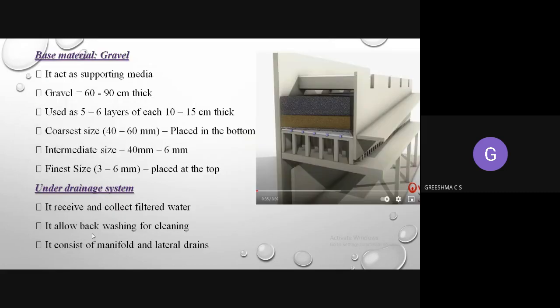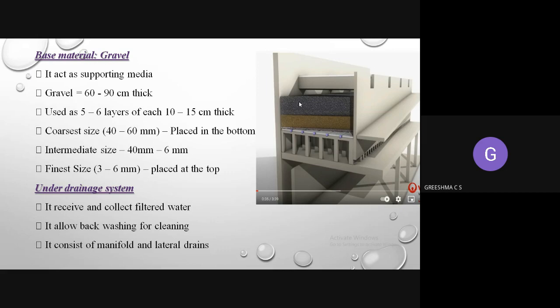You can see this is the composition of the rapid sand gravity filter. This will be the filter bed. Below the sand you will have the gravel media, which acts as a supporting media. This gravel is 60 to 90 centimeters thick, and it will be provided in 5 or 6 layers, with each layer around 10 to 15 centimeters thick.